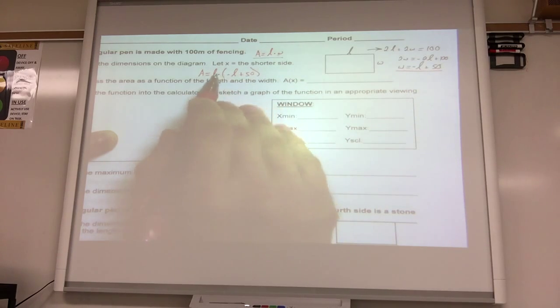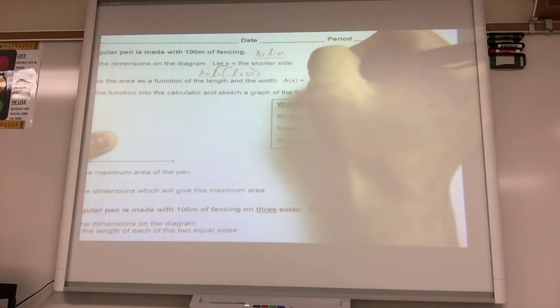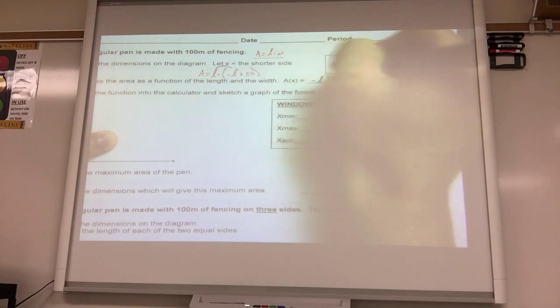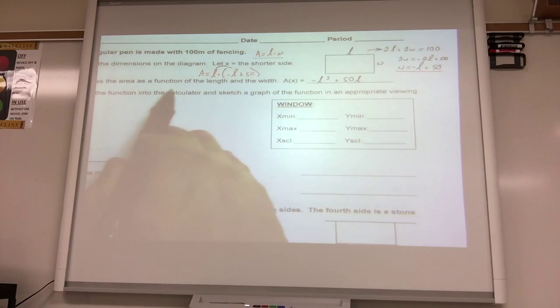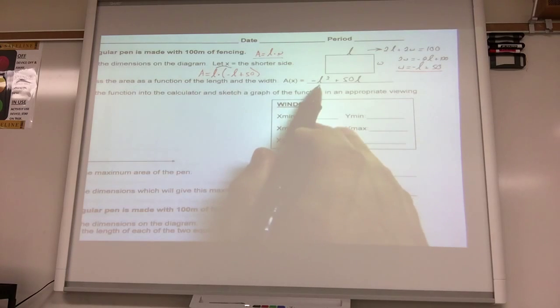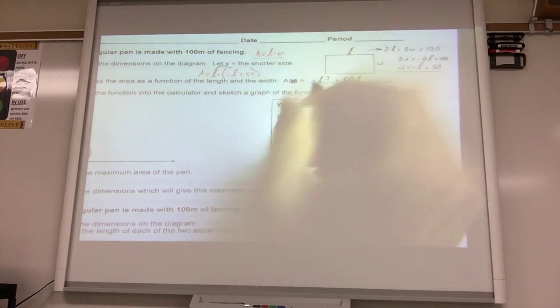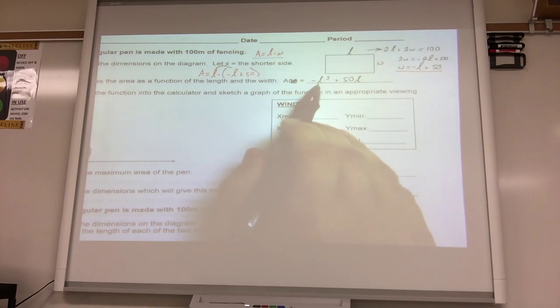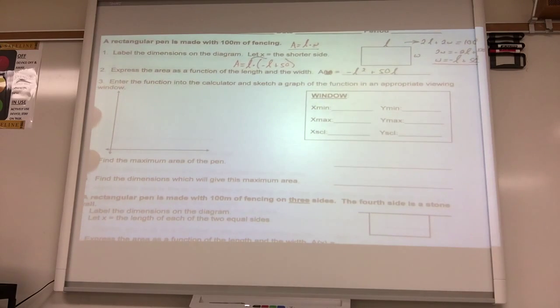I'm going to multiply this out, so distributing, I have L times negative L, that's negative L squared, and then L times 50, so that's plus 50L. Right here it says express the area as a function of length and the width. That's your first objective, really. And here it is. The area, and this really should be A of W because I used W instead of X, A of W, is negative L squared plus 50L. That's your first main objective.